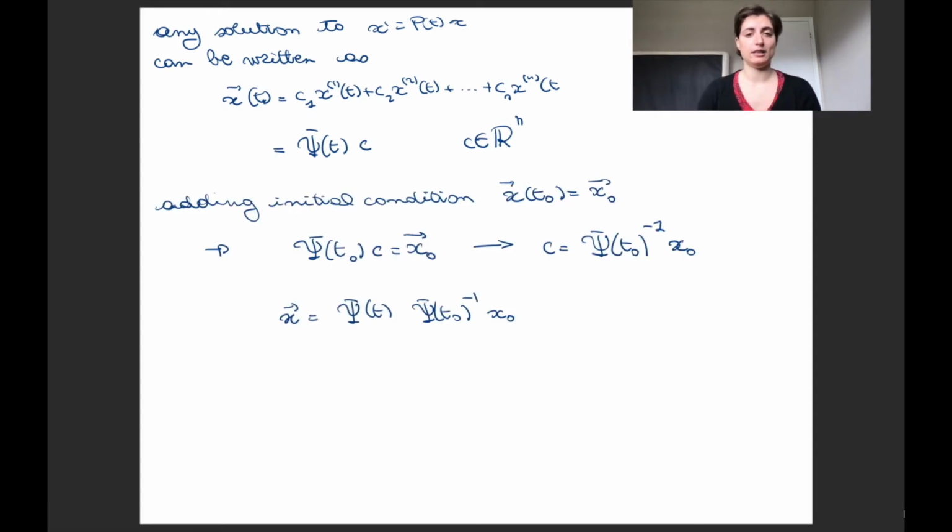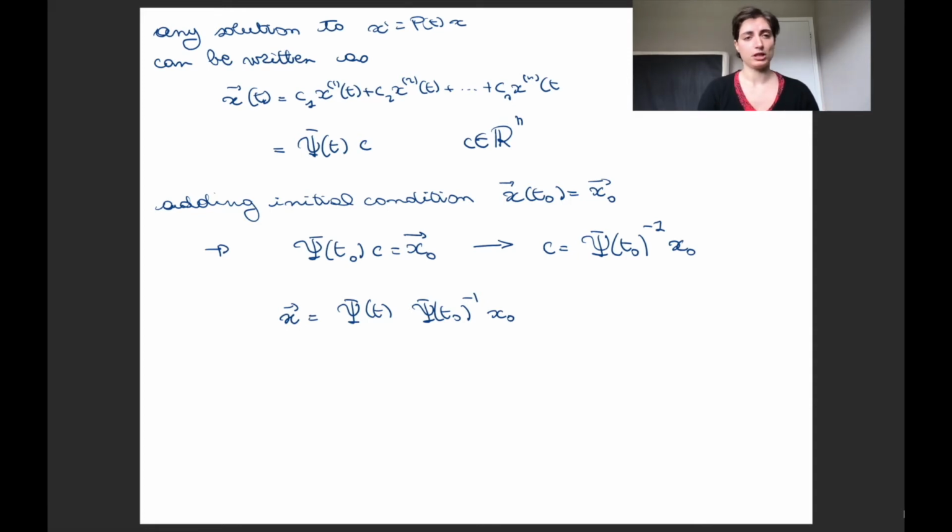If we add initial conditions, so if we require our solution x to satisfy x at time t0 equal to a given vector x0, then we want to choose this vector c that we just introduced in such a way that that fixes it. So we want to choose c such that psi computed at t0 multiplied by c is equal to x0, our vector of initial conditions. Because psi is non-singular, that means it's invertible. That means that c can be written formally as psi at time t0 inverse multiplied by x0.